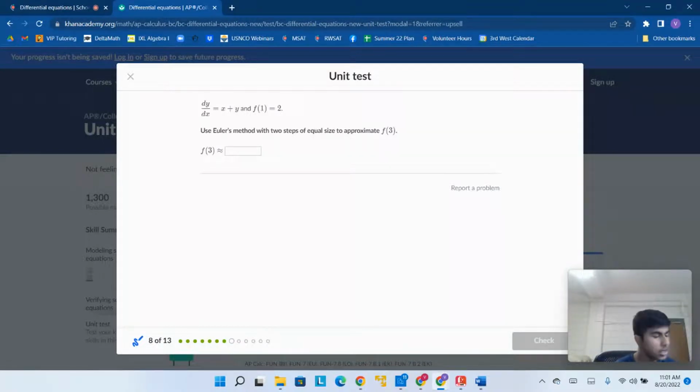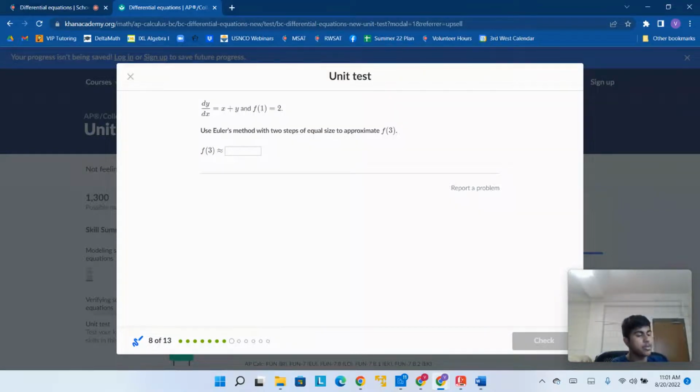So how it works is you essentially just write x, y, and then dy/dx, times, well, two steps of equal size. So you're starting at 1, you're going to 3. So each step is going to be 1. So just dy/dx times 1, which is just dy/dx. But sometimes if you have a step size of like 0.5, you'll have to write that in.